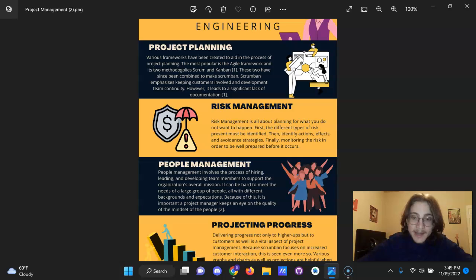Next is risk management. Risk management is all about planning for what you do not want to happen. First, the different types of risk present must be identified. These include project risks, including scheduling, like when Janet is conveniently sick every Monday after girls' night at Cafe Loco. Product risk, like quality, and business risk, including customers.